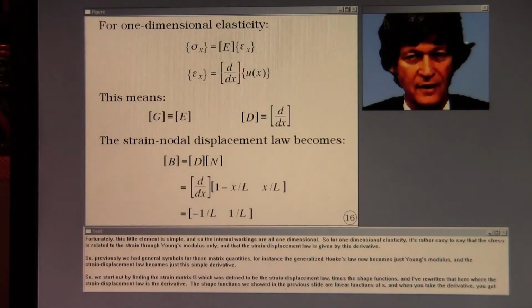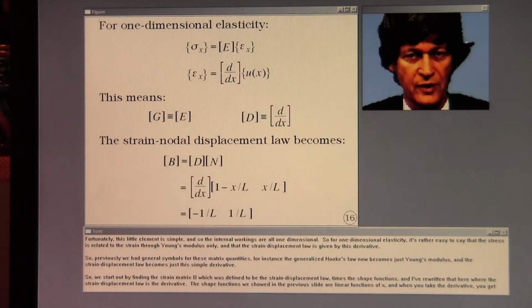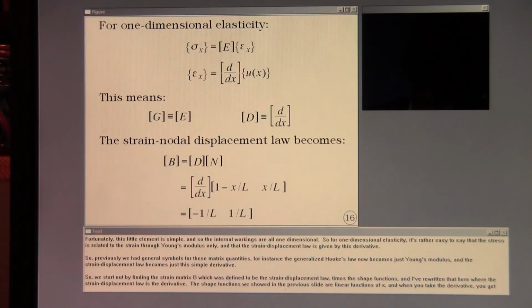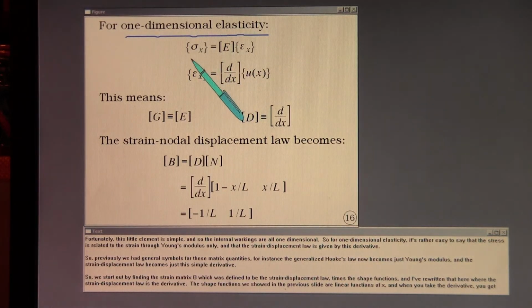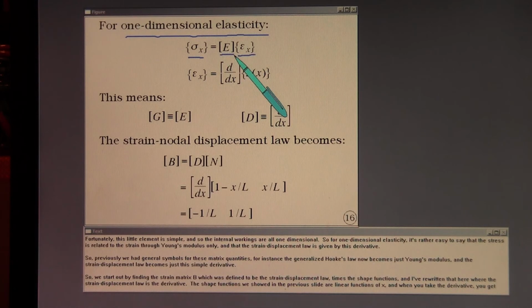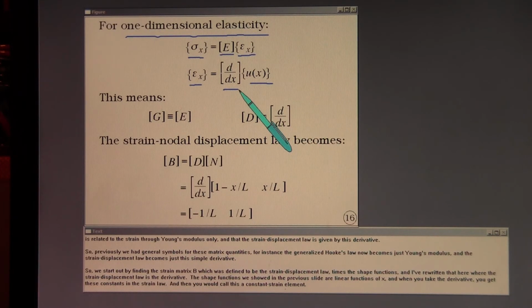Fortunately, this little element is simple, and so the internal workings are all one-dimensional. So for one-dimensional elasticity, it's rather easy to say that the stress is related to the strain through Young's modulus only, and that the strain displacement law is given by this derivative. So previously we had general symbols for these matrix quantities. For instance, the generalized Hooke's law now becomes just Young's modulus, and the strain displacement law becomes just this simple derivative.